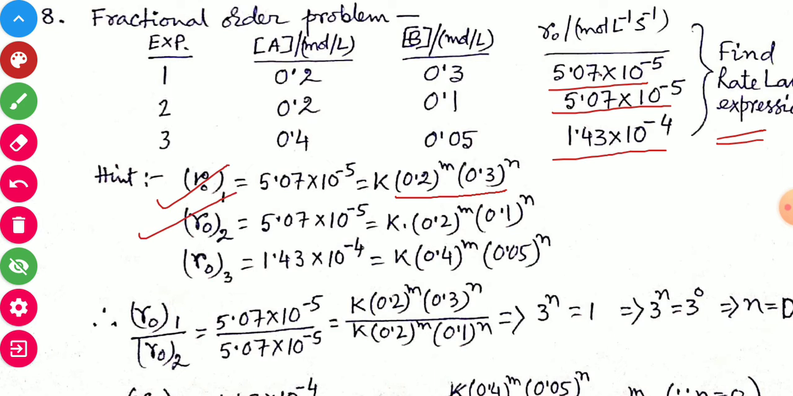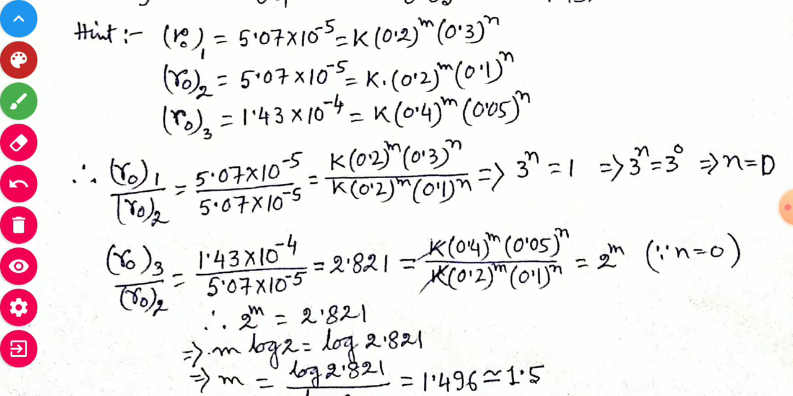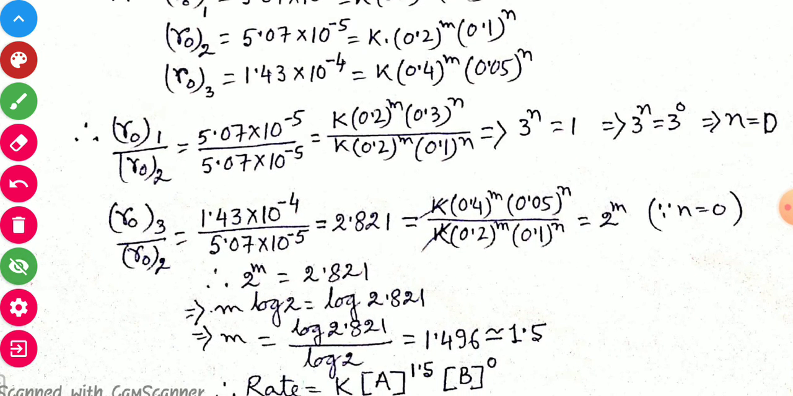R0 2 equal to 5.07 into 10 to the power minus 5 equal to K into 0.2 to the power m into 0.1 to the power n. R0 3 equal to 1.43 into 10 to the power minus 4 equal to K into 0.4 to the power m into 0.5 to the power n. So, dividing R0 1 by R0 2, we get 3 to the power n equal to 1. That is 3 to the power 0, hence n equal to 0. So, with respect to B, the order is 0.